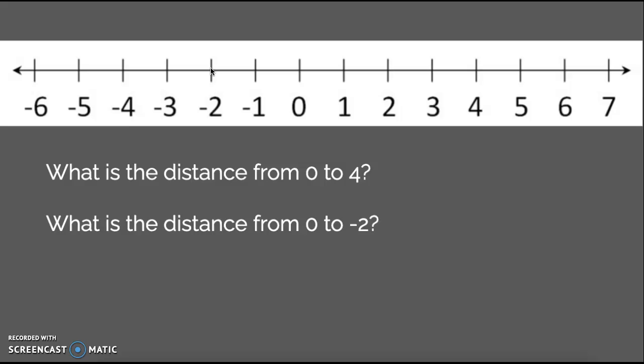The answer to this one is still 2. It takes 2 jumps to go from 0 to -2. The reason is we can't take a negative step or a negative jump. Even if I step backwards, I still count it as taking 1 step backwards, 2 steps backwards. So every time we're counting steps or counting jumps, it's always going to be a positive number.